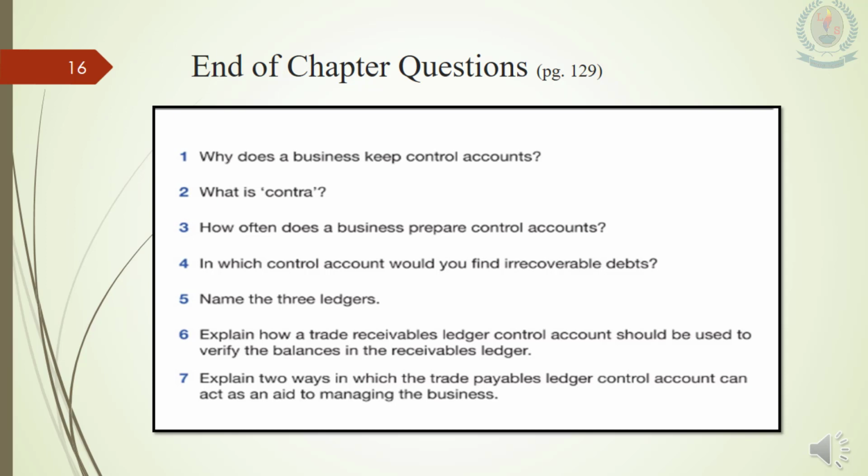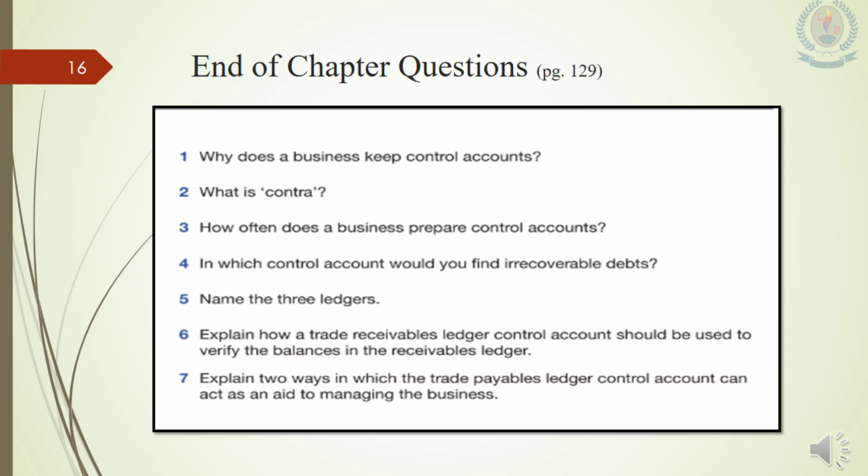Sixth question. Explain how a trade receivables ledger control account should be used to verify the balances. Similar to the example discussed in page 122 and 123, we can compare the balances of the trade receivables ledger individual accounts with the control account. Both should balance. This is how a business could verify.